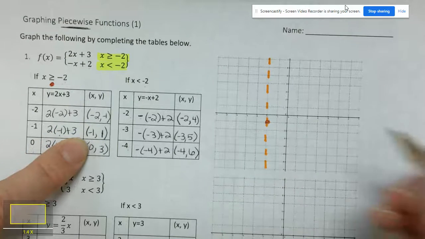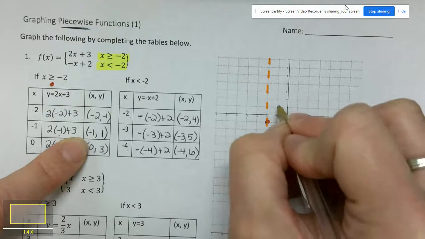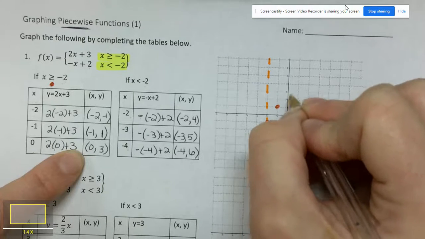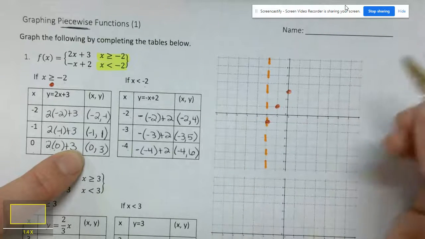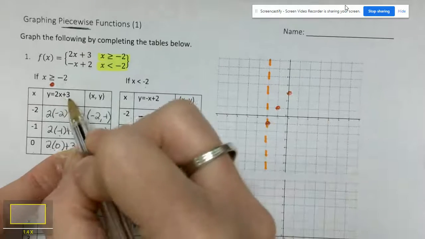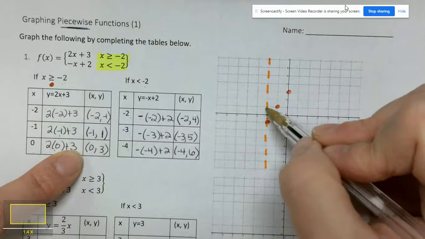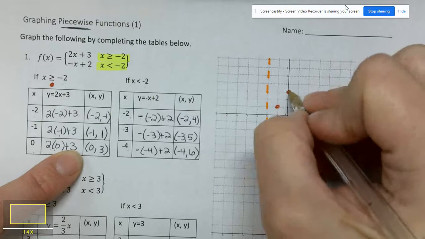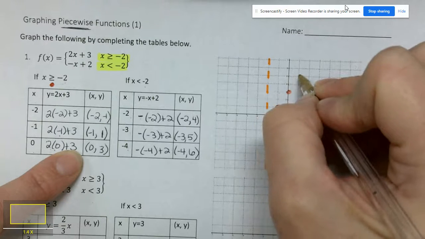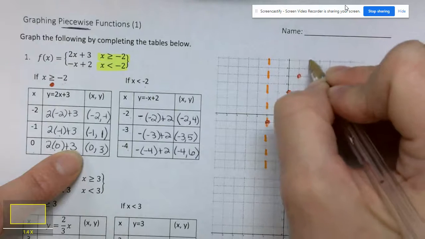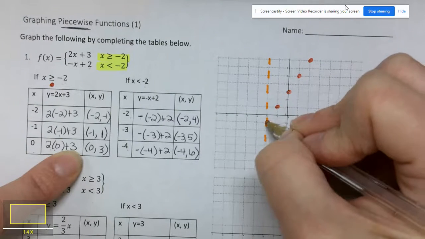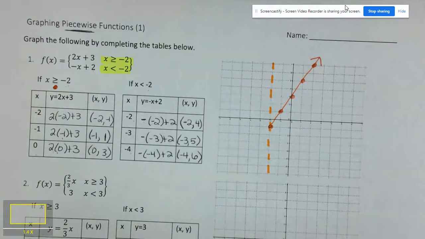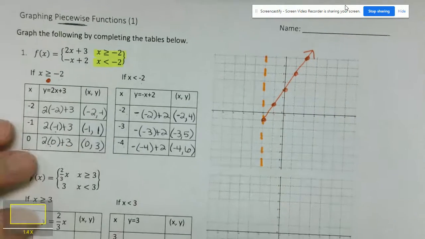Then negative 1, 1, and then 0, 1, 2, 3. Now you can tell this is a linear equation, and you can tell it's rising 2 and running 1. Up 2 over 1. So if you want another point, up 2 over 1, up 2 over 1. So this side is doing this. Okay? Now let's talk about the other side.